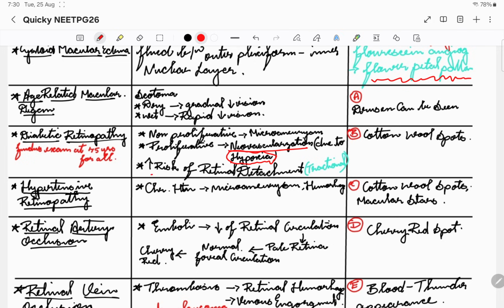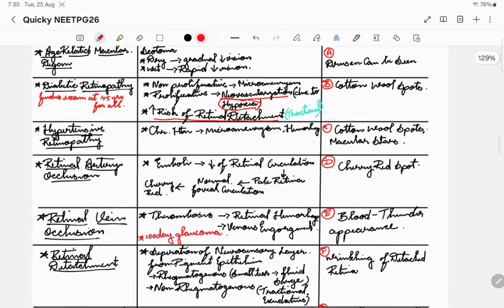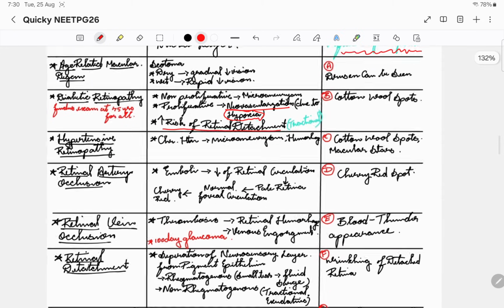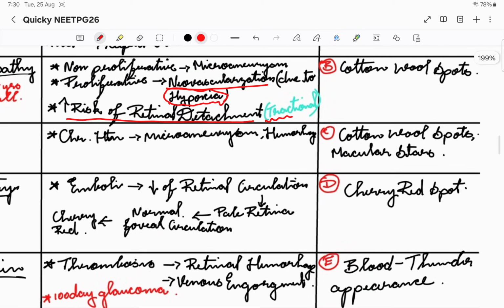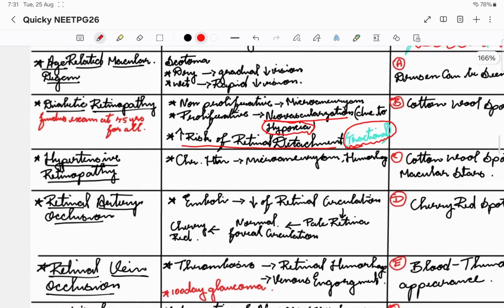There is an increased risk of retinal detachment. There are types of retinal detachment, and tractional retinal detachment is what is important with respect to diabetic retinopathy.